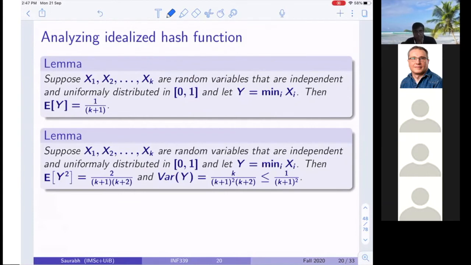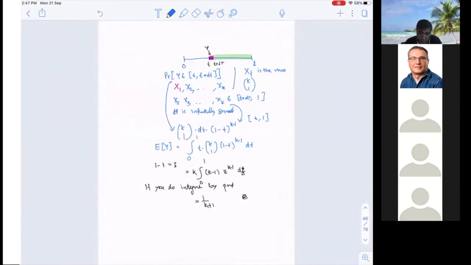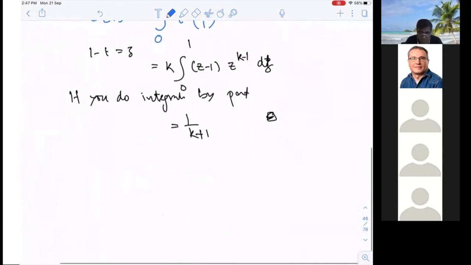So to compute the variance of y, how can you compute variance? I want to compute the expectation of y square. What is y square? Let's look at this. Can anybody tell me what will be the expectation of y square?